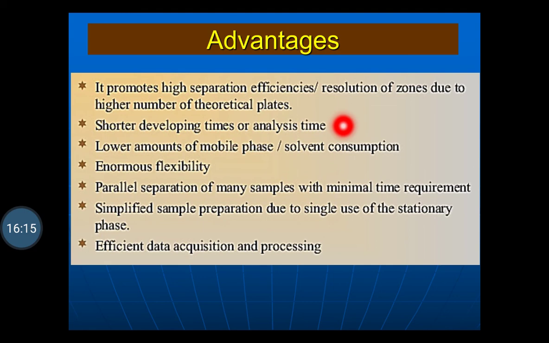One can perform the high performance thin layer chromatography separation of the components in very little time as compared to other chromatography. A lower amount of mobile phase is required, because for the development we use the twin trough development chamber, in which a very small amount of mobile phase is required. Then enormous flexibility: you can use any type of stationary phase, mobile phase, or any size of plates. Parallel separation of many samples with minimum time required.